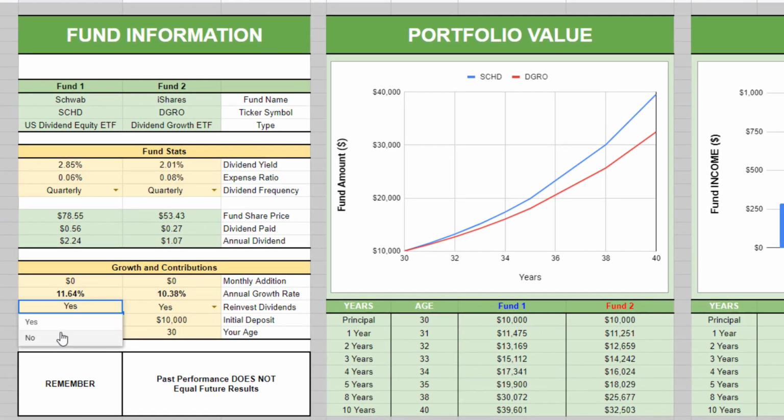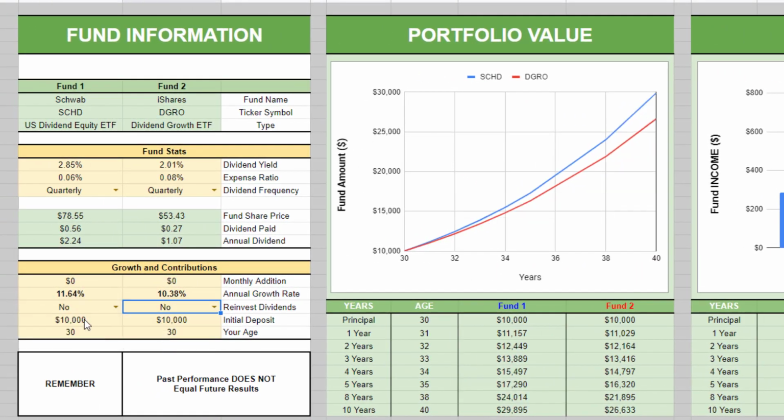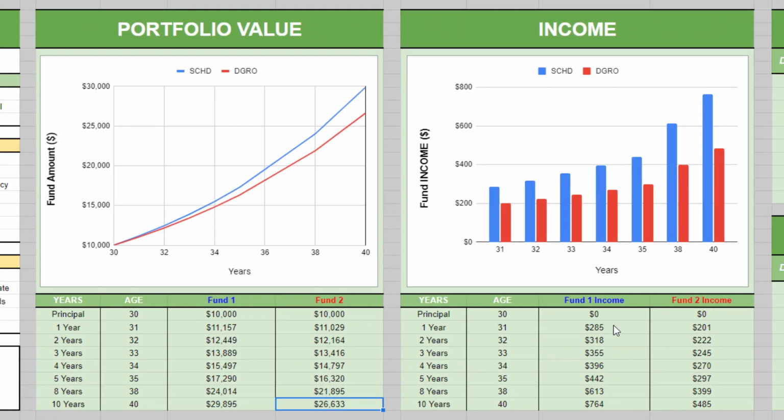So let's come back over here, and we did not reinvest dividends with our $10,000. $10,000 would grow to $29,000 for SCHD and $26,000 for DGRO. And our dividends that we would be pulling out on an annual basis would be $285 in the first year for SCHD and $201 for DGRO, all the way up to these figures after 10 years.